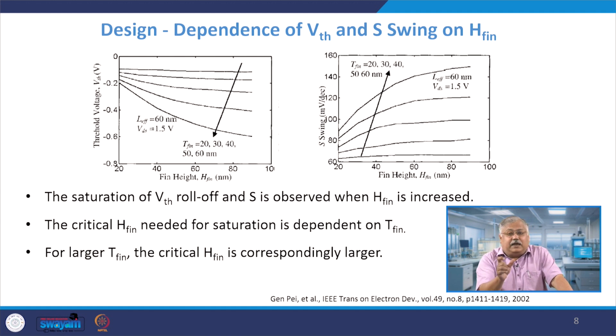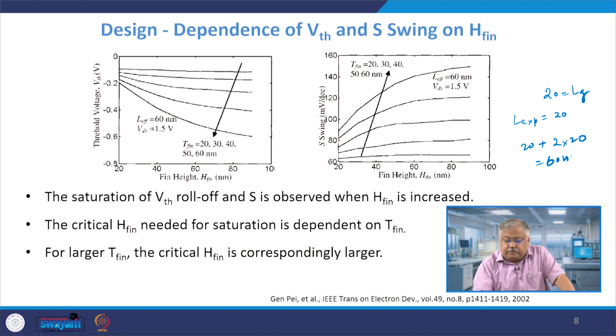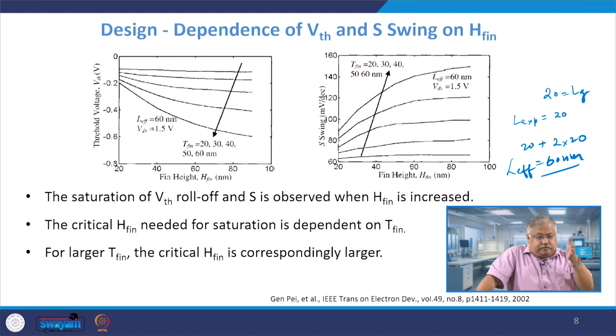So what is effective channel length? It is L gate plus 2 times the L extension. So you can have 20 nanometer, let us suppose, equal to L gate, and maybe L extension equal to 20. So 20 plus 2 into 20, and that happens to be 60 nanometer. This is known as a symmetric design, because the distance from the gate to the source and gate to the drain is exactly the same.